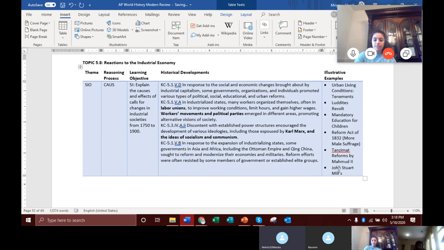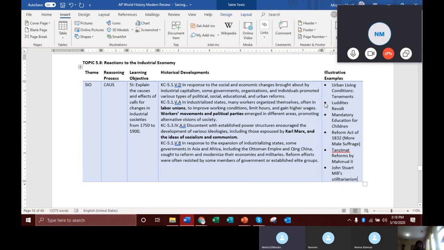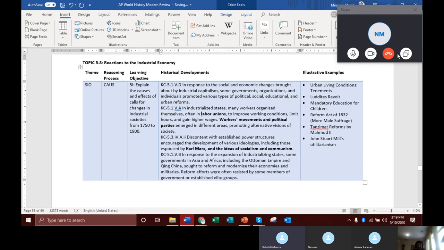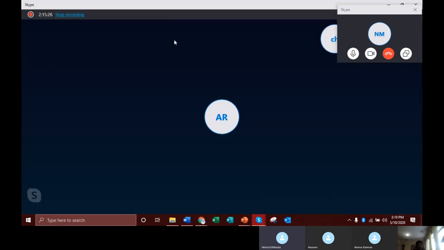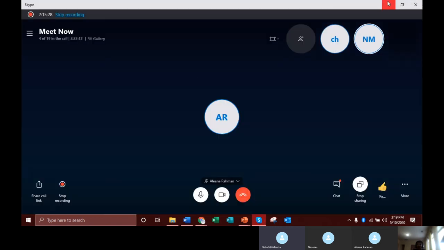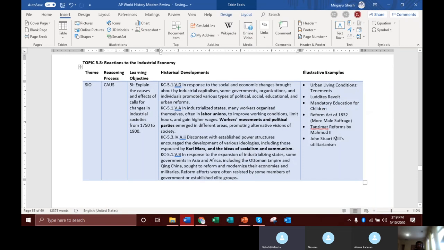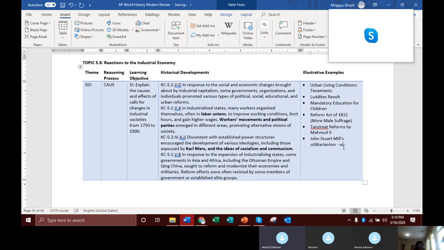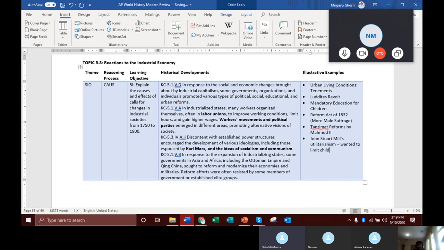Yeah. So he wanted to allow labor unions, limit child labor. Okay. Let me make sure this is still recording, because sometimes I have to. Yeah, it is. We're good. Okay, John Stuart Mill, utilitarianism, and he wanted to limit what? Child labor, yeah, and then allow labor unions.